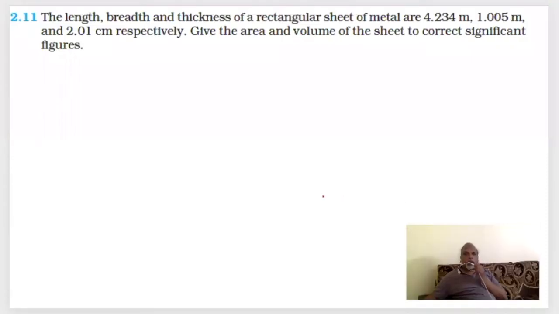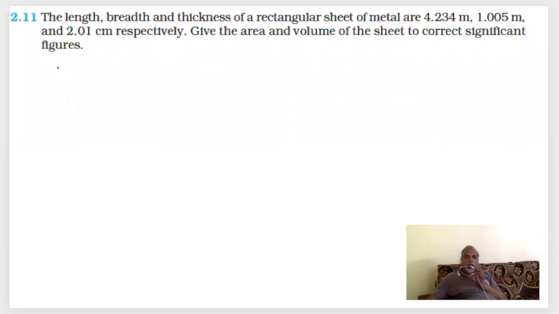Well, students, now we will do question number 11. It says the length, breadth, and thickness of a rectangular sheet of metal are 4.234 meter, 1.005 meter, and 2.01 centimeter, respectively. Give the area and volume of the sheet to correct significant figures.